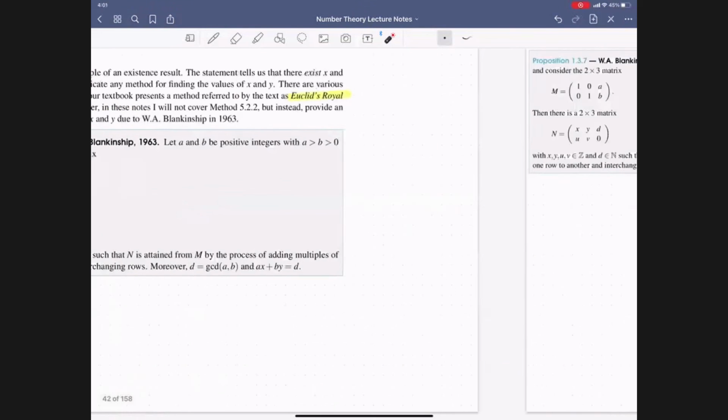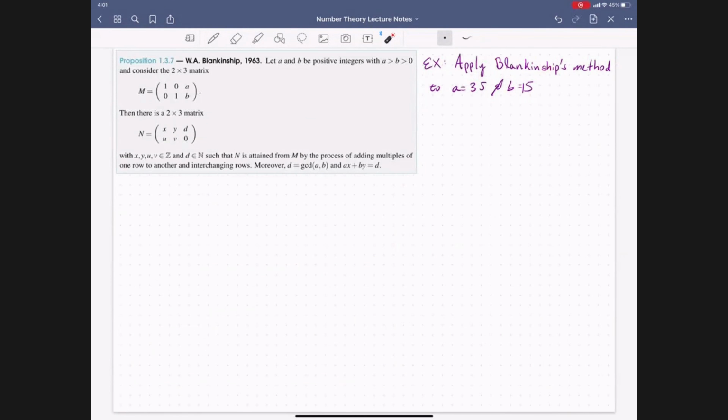So let's see how this works. We're going to start off with 35 and 15. So we're going to start off with our matrix.